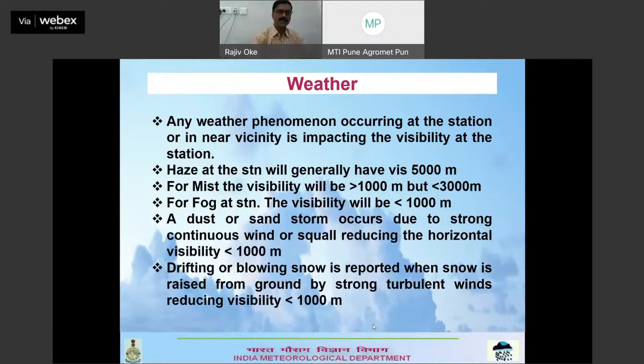Dust storm or sandstorm occurs due to strong continuous wind or squall reducing the horizontal visibility to less than 1 kilometer. So for dust storm and sandstorm, you can report it if visibility is less than 1 kilometer. Drifting and blowing snow also should be less than 1 kilometer, then you can report it as weather for that.